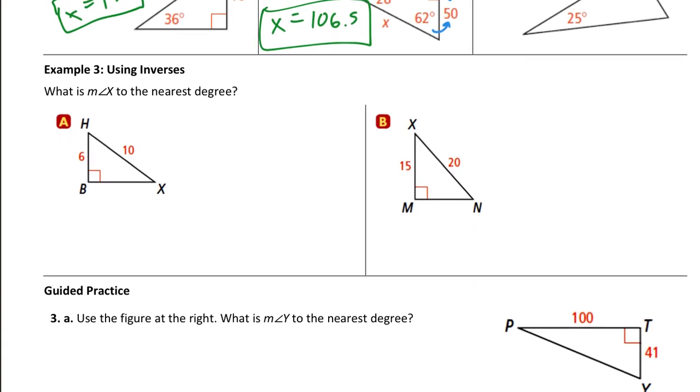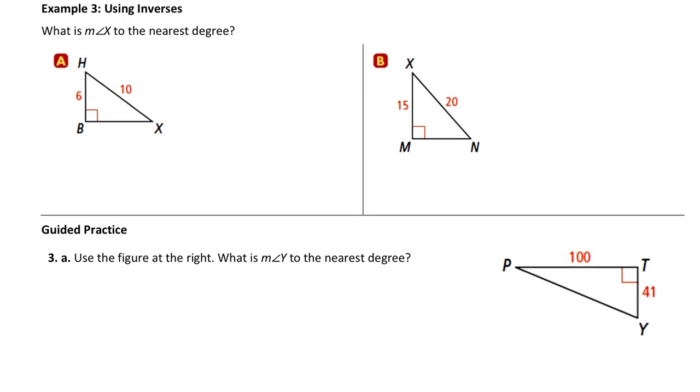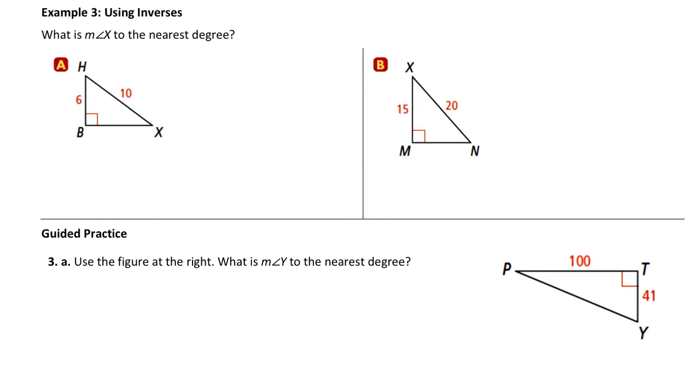Now, to find the measure of an angle, it's a little bit different. We still set up the ratio, but in these I'm going to circle the reference angle. So we're trying to find the measure of angle x. In part A, I'm going to circle x, and it's understanding that 6 is opposite, 10 is the hypotenuse. So I'm going to use the sine of x equals opposite over hypotenuse, 6 over 10.